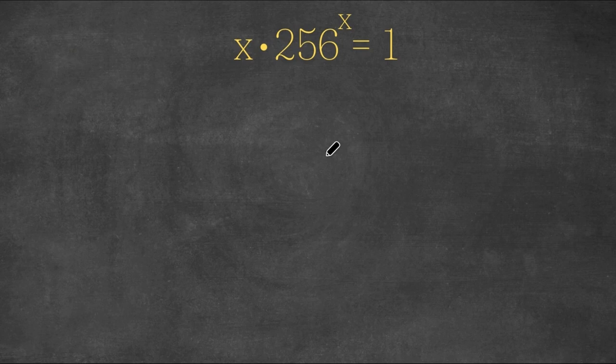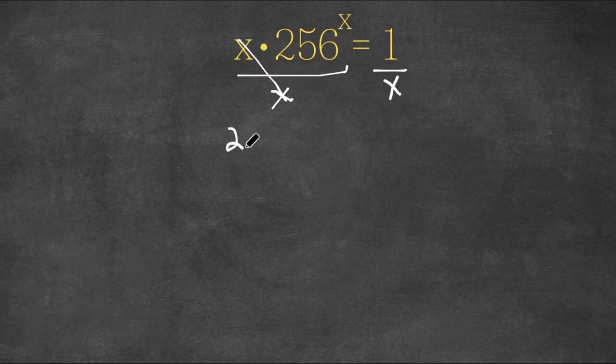In today's video, I'm going to be teaching you guys how to solve this exponential equation. So we have x times 256 to the power of x equals 1. Now what we're first going to do is get rid of this x on this side and move it to the other side. So we're going to divide both sides by x. On the left side, these two would cancel out, so we would just have 256 to the power of x, and on the right side here, we have 1 over x.